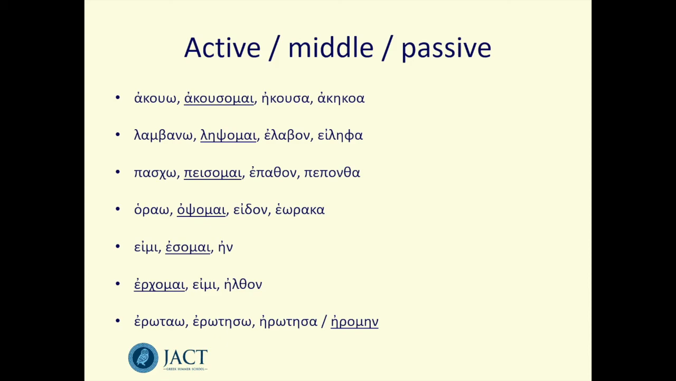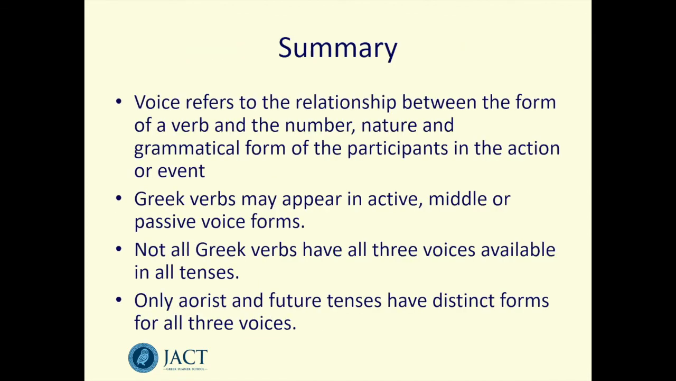So, in summary, voice refers to the relationship between the form of a verb and the number, the nature, and the grammatical form of the participants in the action or event it describes. Greek verbs may appear in active or middle or passive voice forms. Not all Greek verbs actually have all three voices available in all tenses, and only aorist and future tenses have distinctive forms for all three voices.